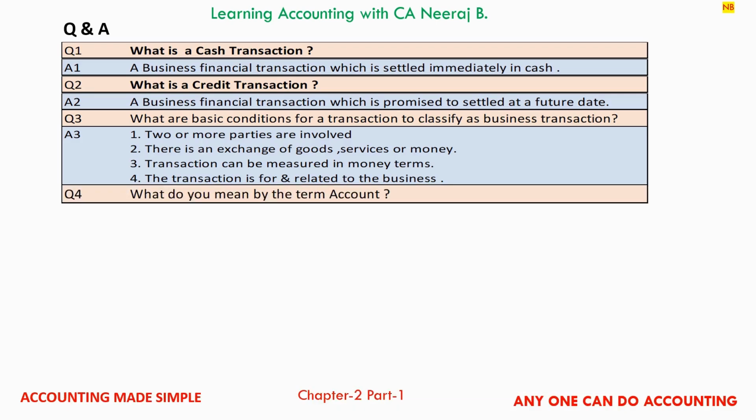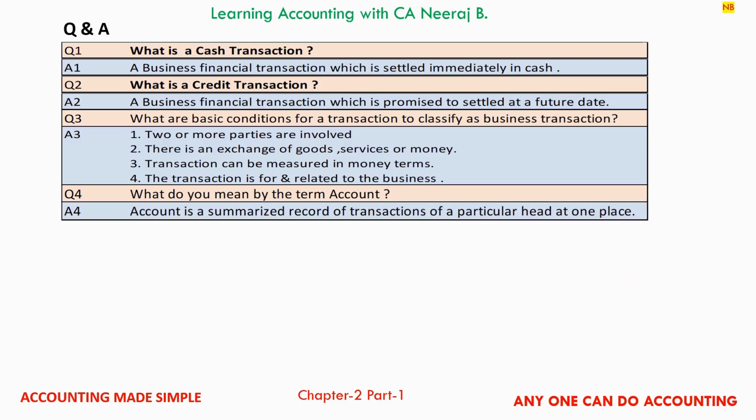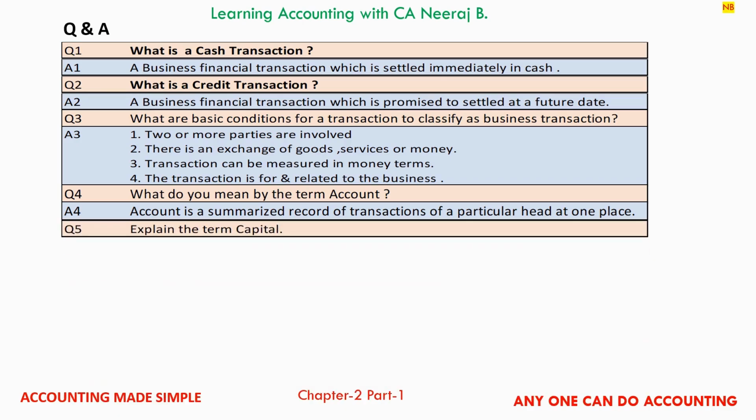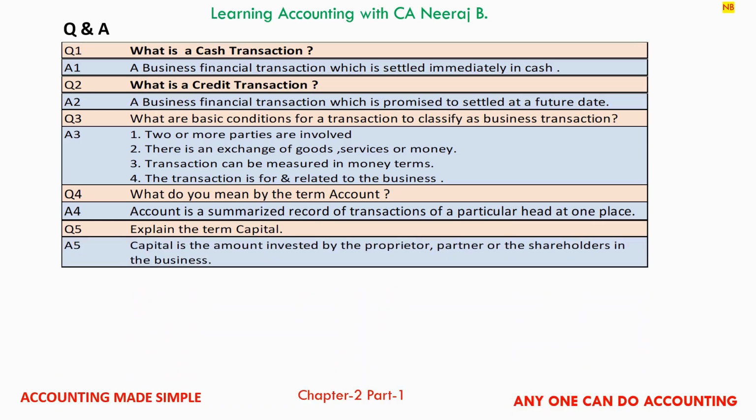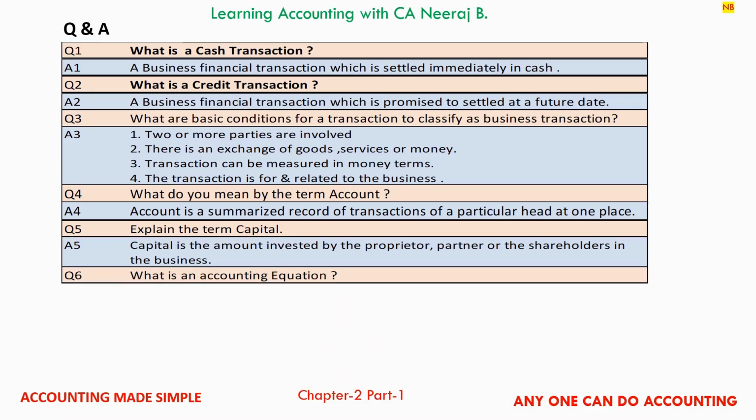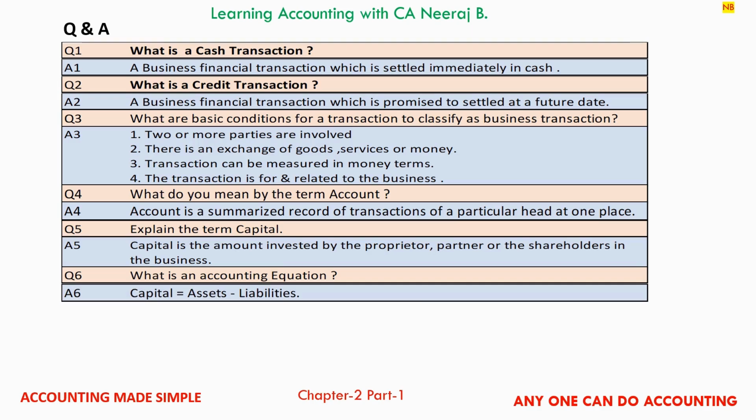Question number four, what do you mean by the term account? An account is a summarized record of transactions of a particular head at one place. Question number five, explain the term capital. Capital is the amount invested by the proprietor, partner, or a shareholder in the business. Question number six, what is an accounting equation? The answer is capital is equal to assets minus liabilities.